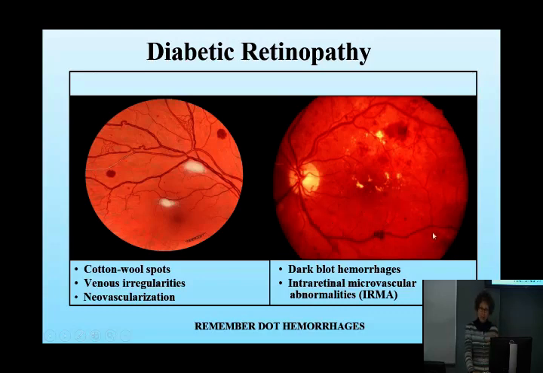Now with the advent of VEGF drugs, what we do now is we inject Avastin into the eye, and it can stop the growth of these blood vessels and make them recede or disappear.